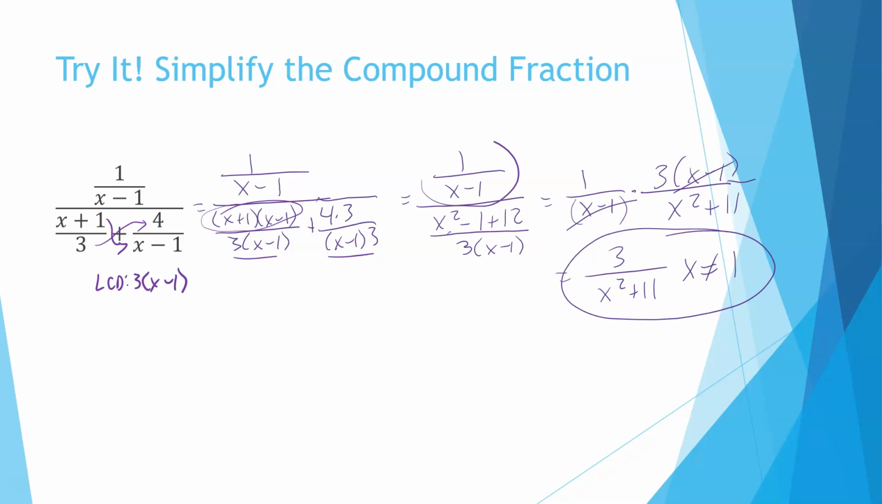So I take the numerator times the reciprocal, so 3 times x minus 1 is on the bottom, over x squared plus 11. And you can see in this case, I did cancel before I multiplied straight across, because I can cancel anything on top with anything on the bottom when I'm multiplying. So I'm just left with 3 over x squared plus 11. Don't forget, I canceled out that x minus 1, so x can't be 1.